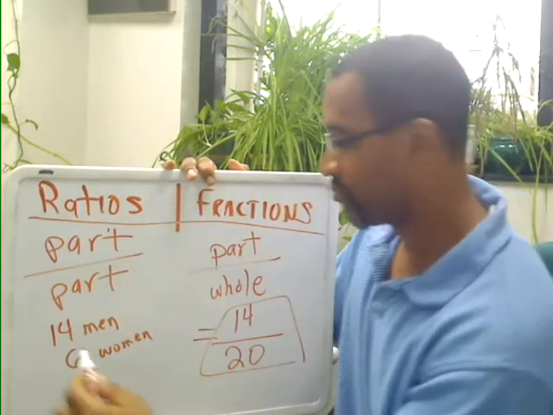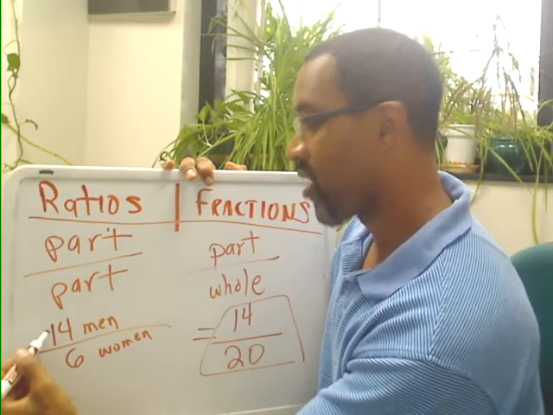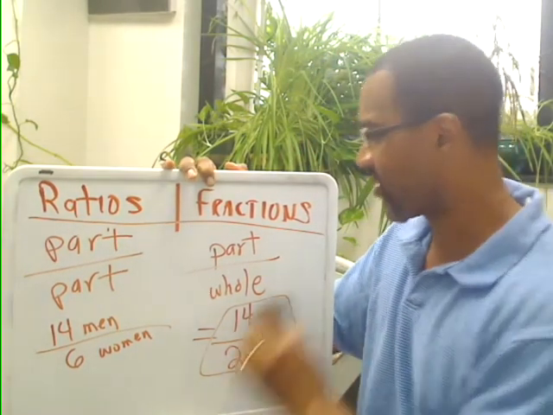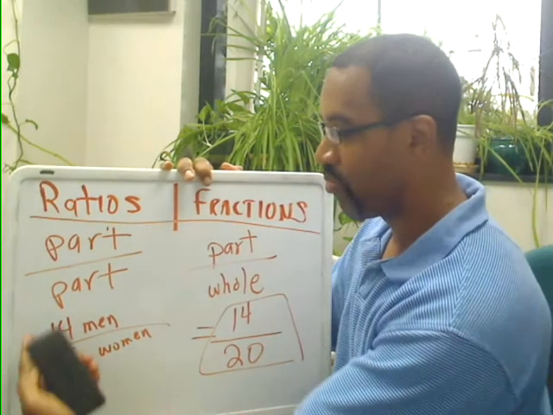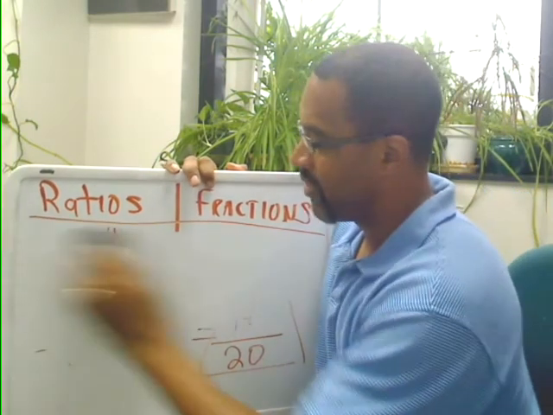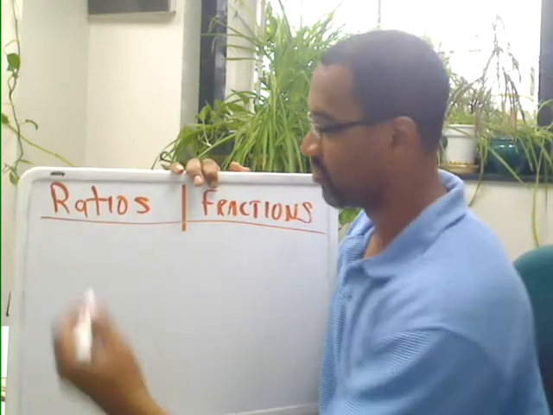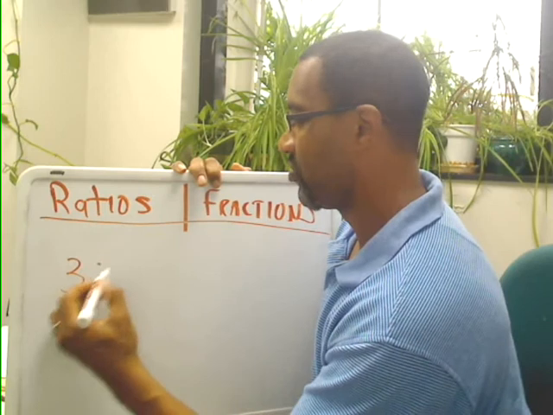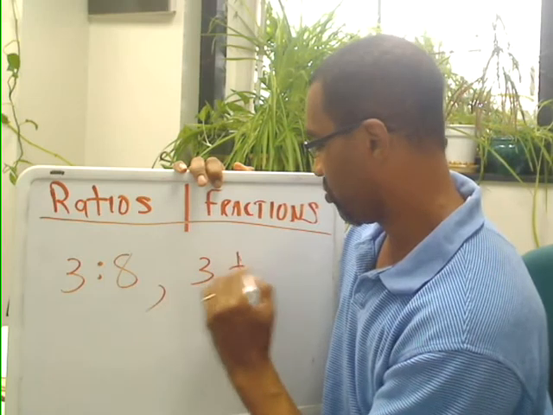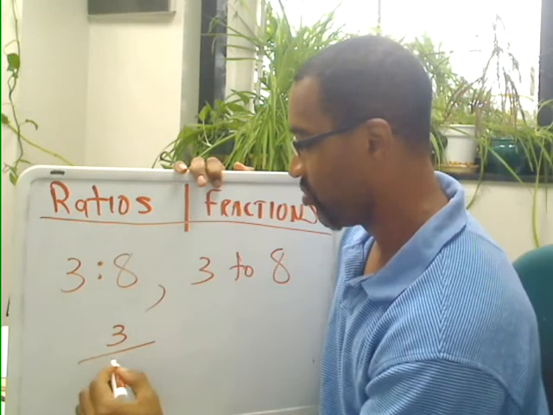The ratio would be 14 to 6, a part over a part. See that difference? That's one of the subtle differences between a ratio, part to part, and a fraction, part to whole. Some of the other differences about ratios is the way they are written. All of these are ratios: 3 to 8 with the colon, or 3 to 8 with the word, or 3 to 8.